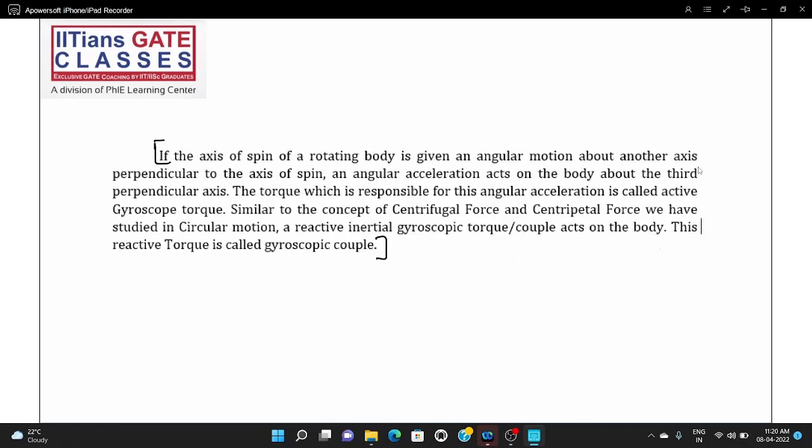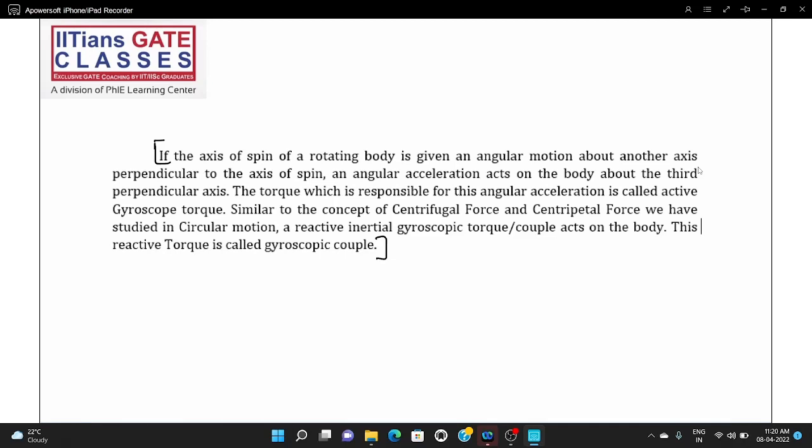So here I've written the definition of a gyroscope. What exactly is a gyroscopic torque or couple? And what is a reactive gyroscopic torque or couple? But to understand this definition, first we must have some visualization. Only then will we be able to understand.